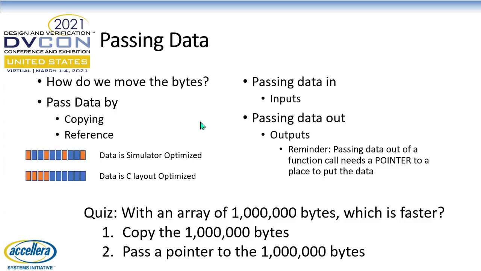So passing data, how do we move those bytes? So we can move bytes by copying them. So we copy them from point A to point B. We can point at them. So when we point at them, that's like passing by reference. And in general, we want to not copy, we want to point. But you can't always do that.